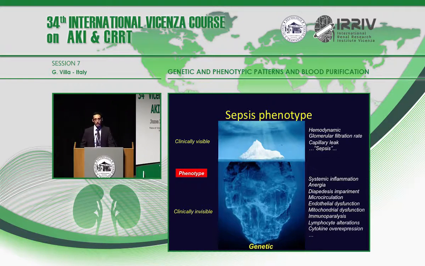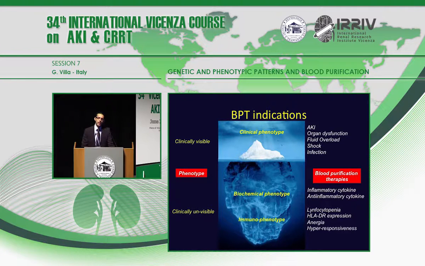There are a lot of things in this patient which are usually clinically unrecognized. So, for example, the capability of this patient for diapedesis, or the endothelial dysfunction, or the lymphocyte alteration, which is not only the most important part of sepsis, but it's also the pathophysiological link which produces the clinical effect of sepsis. And obviously, this is specific for each patient, for each septic patient. So how can we drive the indication of blood purification?